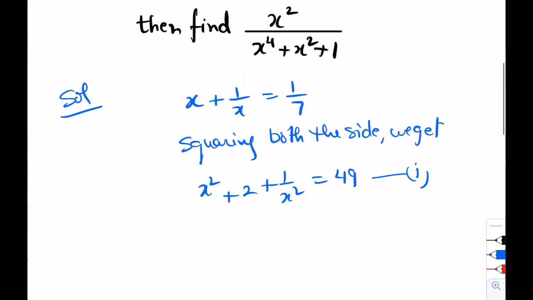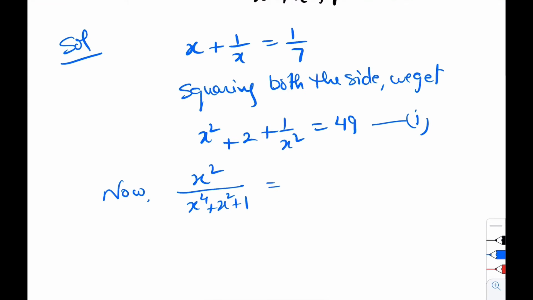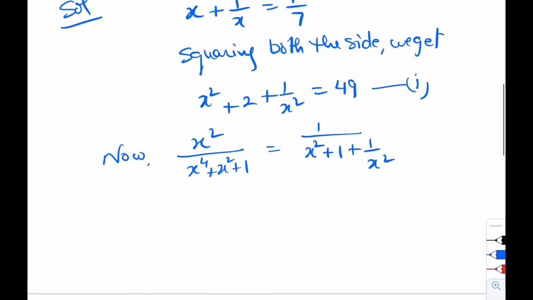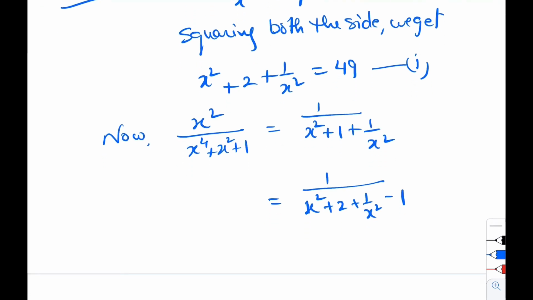Now we want to find the value of x square upon x4 plus x square plus 1. Dividing numerator and denominator by x square, we get 1 upon x square plus 1 plus 1 by x square, which is equal to 1 upon x square plus 2 plus 1 by x square minus 1, adding and subtracting 1.